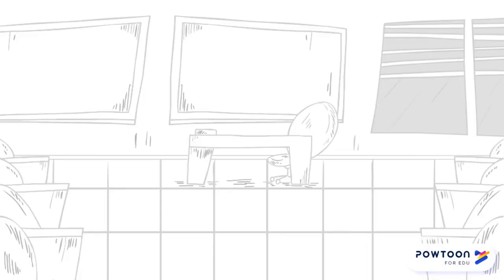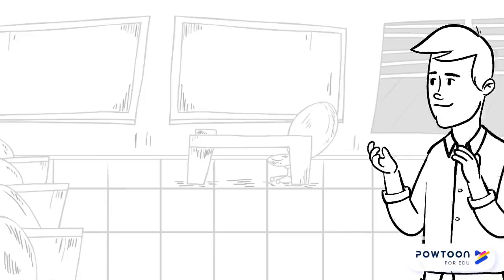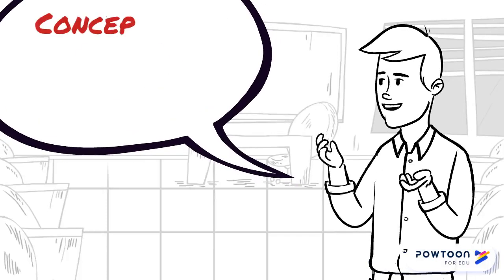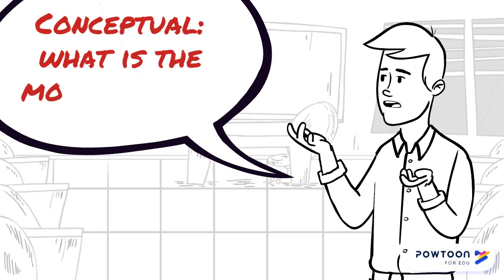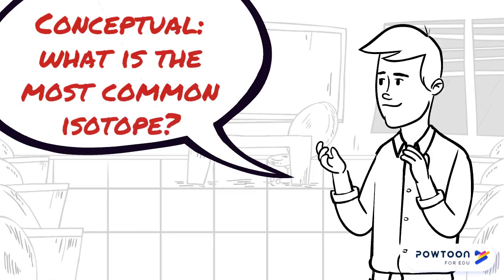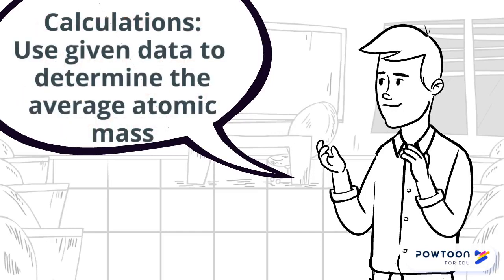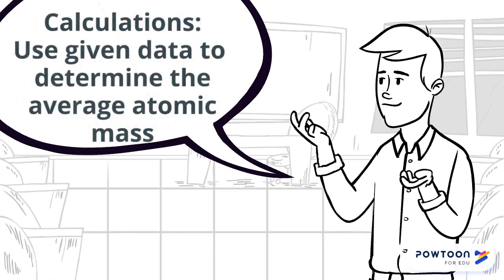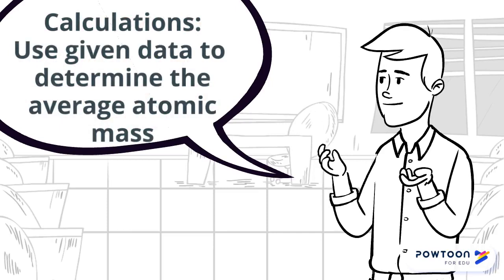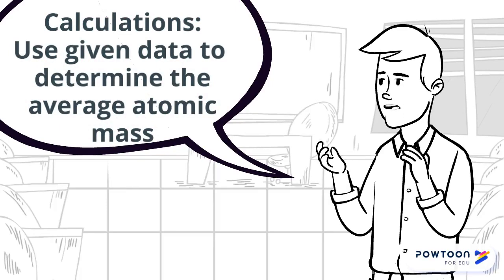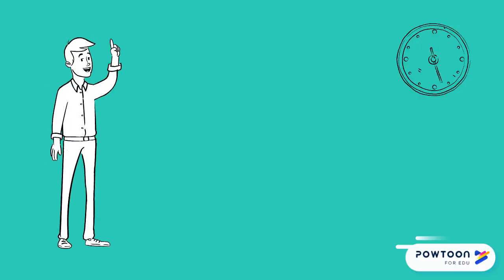The types of problems you will encounter in general chemistry may be conceptual, like predicting the most common isotope given the average atomic mass, or calculations to determine the average atomic mass from data about the isotopes. When you're asked to calculate the average atomic mass, the masses of the individual isotopes and their relative abundance will be given to you.